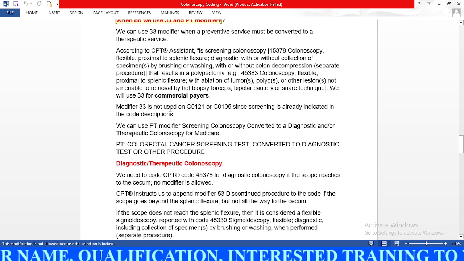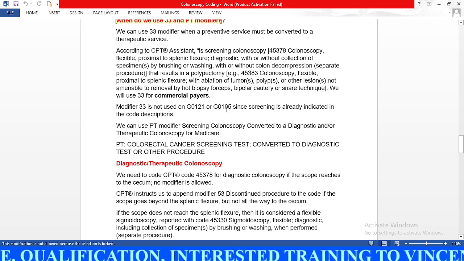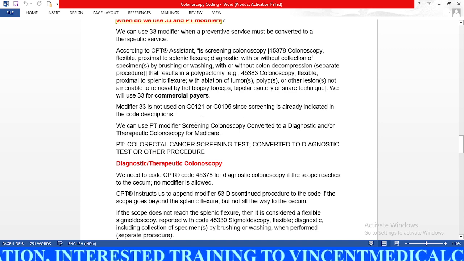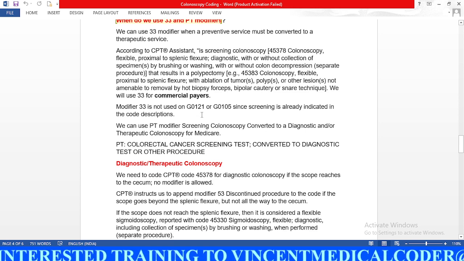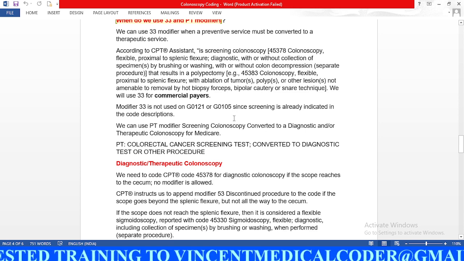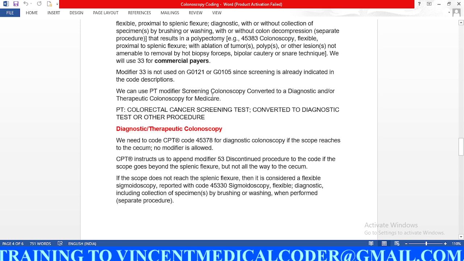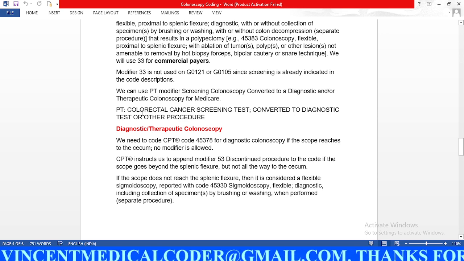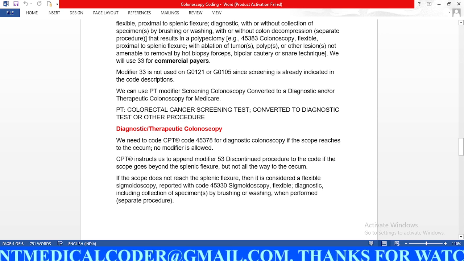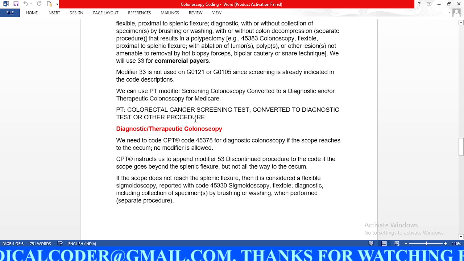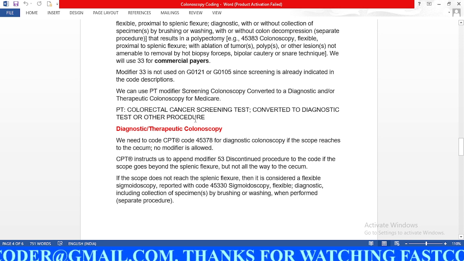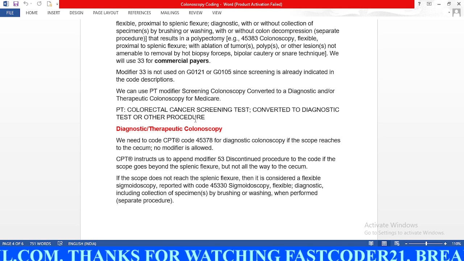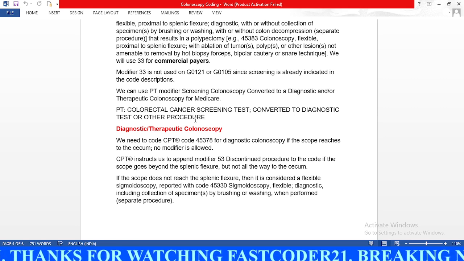Modifier 33 is not used with G0121 or G0105 since screening is already indicated in the code description. So basically modifier 33 we will not use for G0121 or G0105. We can use the PT modifier when a screening colonoscopy is converted to a diagnostic or therapeutic colonoscopy for Medicare only. PT is for a colorectal cancer screening test converted to a diagnostic test or other procedure. So here we will use PT for Medicare patients and the 33 modifier for commercial payers and also for Medicaid patients.